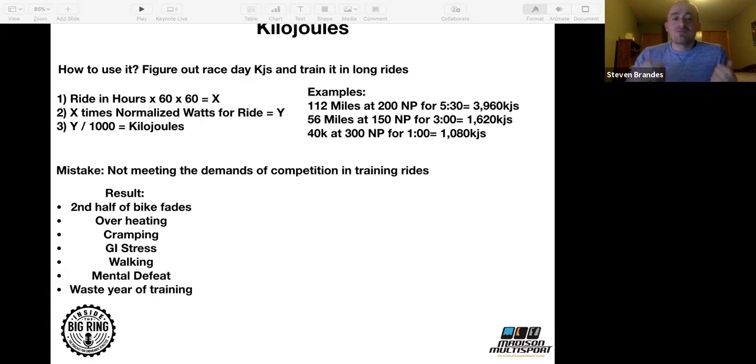So if you're walking a lot in triathlon runs, chances are it has little to do with the run. The run is so slow to begin with. But a lot of the times it has to do with you just have not trained the bike long enough and you haven't trained it hard enough.